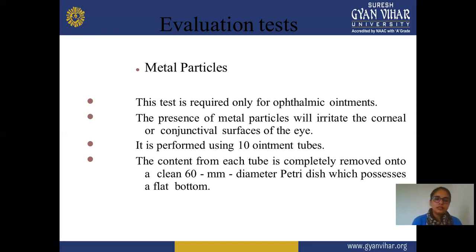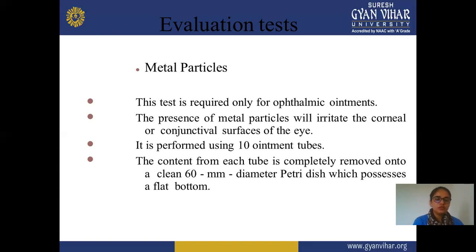In this metal test, the presence of a metal particle will irritate the corneal and conjunctival surface of the eye. We say that these metals may be very dangerous or cause more irritation or infection in your eye, maybe the cornea as well as the conjunctival surface. So you should formulate only a metal-free formulation, or check whether any metal particle is present or not in your formulation. This is performed using a tin ointment tube. We take a tin tube randomly.